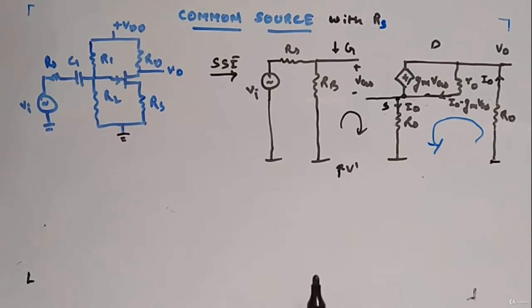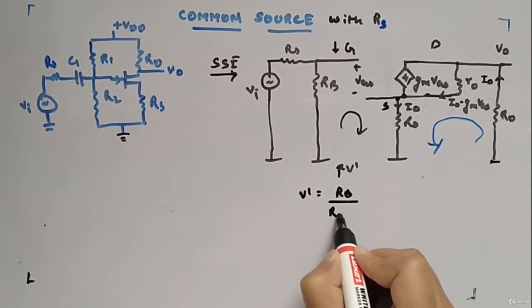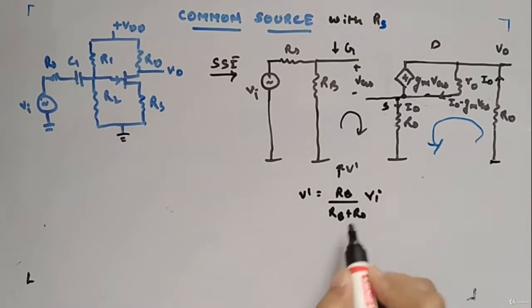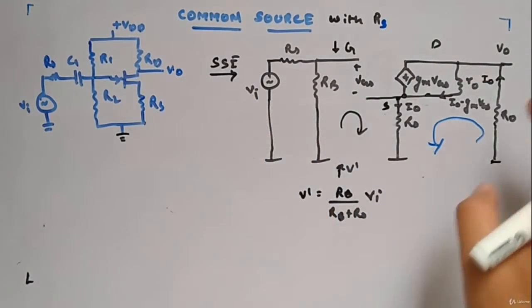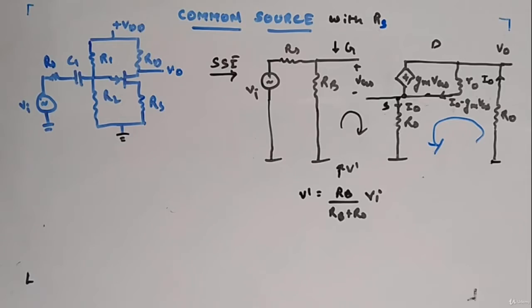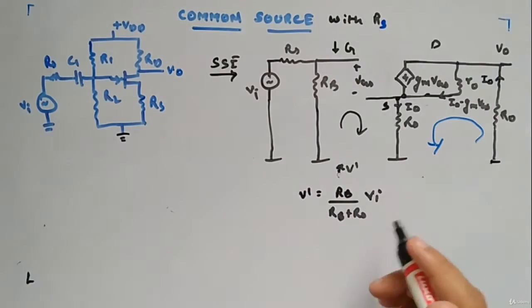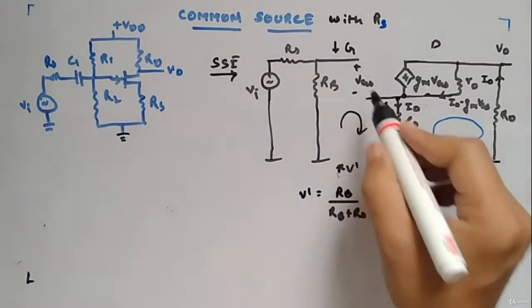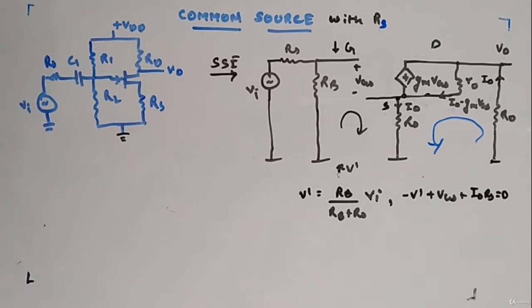Now you can see if I write V dash, that will be just voltage division between RB and RS of Vi. So if I solve V naught by V dash, I'll be able to get V naught by Vi by this expression. Now if I apply KVL in this loop, you'll get V dash, which is the voltage across RB, minus V dash plus VGS plus I naught into RS equal to 0. I naught is the current I have assumed, just assumed as flowing through RD.